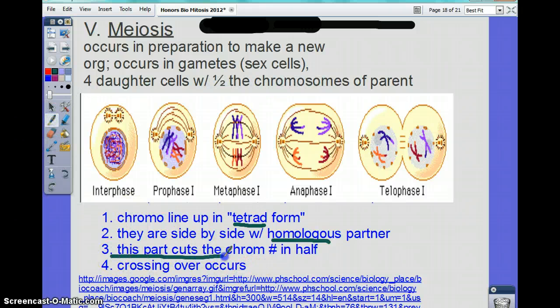This part, this 1, 2, 3, 4, doesn't necessarily mean 1, 2, 3, 4. This is an overview of things that take place during meiosis 1. But when chromosomes are cut in half, that's basically during telophase. And crossing over basically happens during prophase.